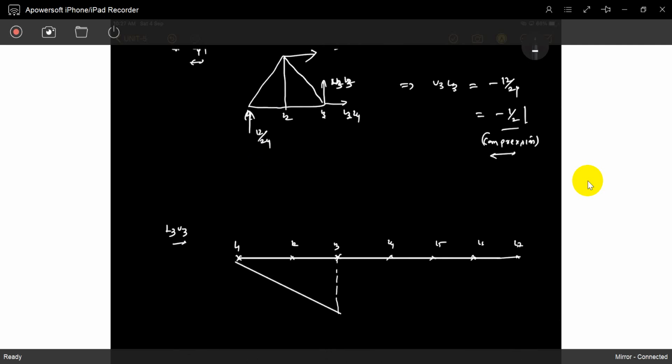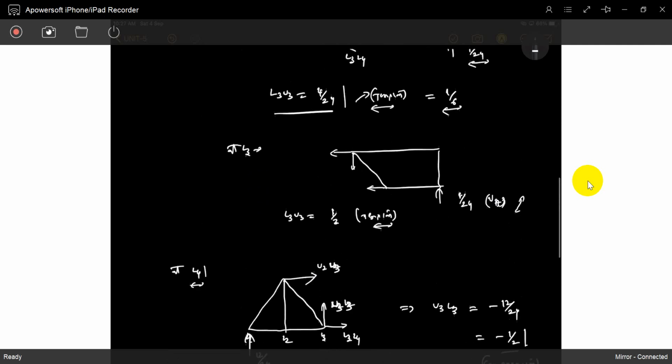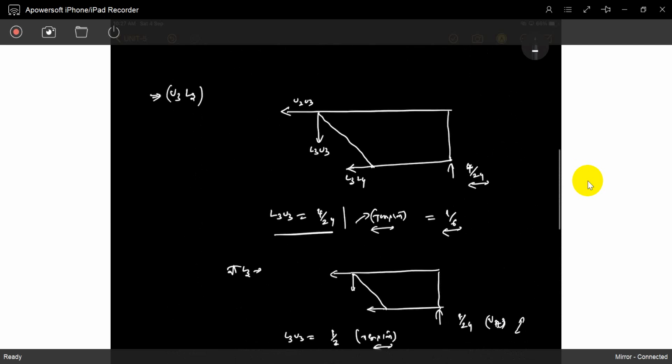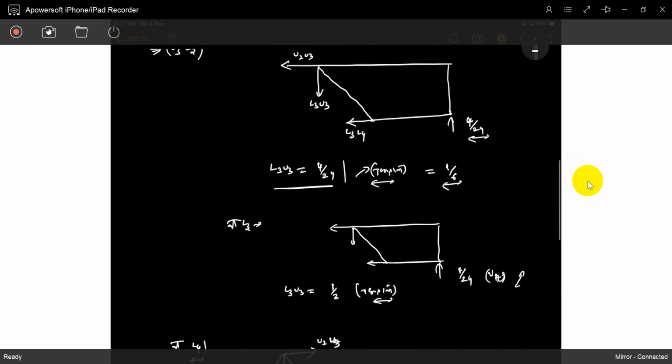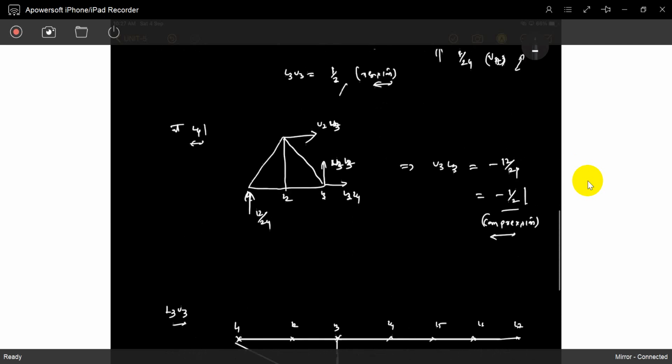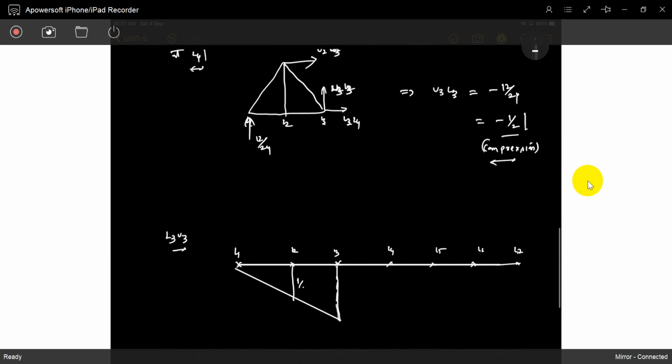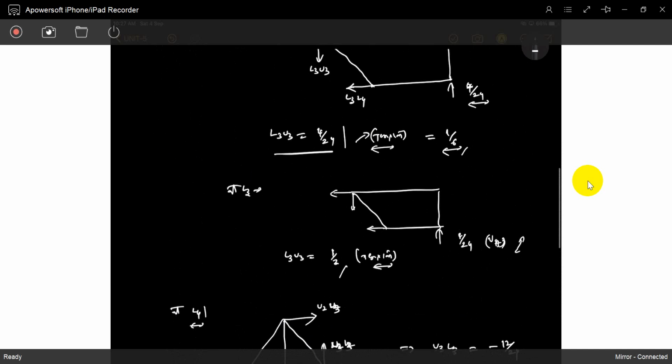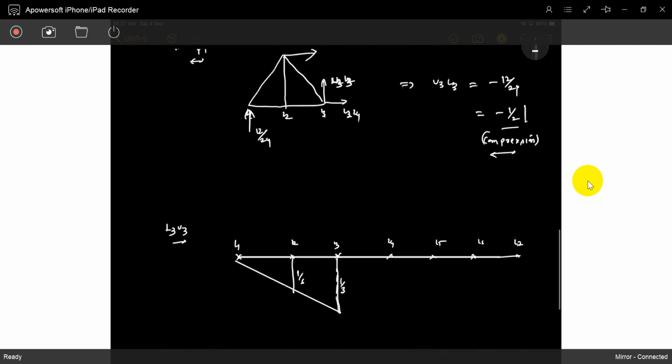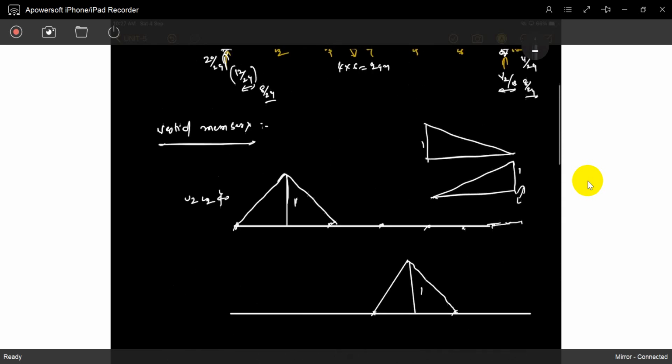Up to exactly at L3, what is the load? It is 1 by 6, it is 1 by 3. No need to find it from this also. You can directly say it. So what is VB?